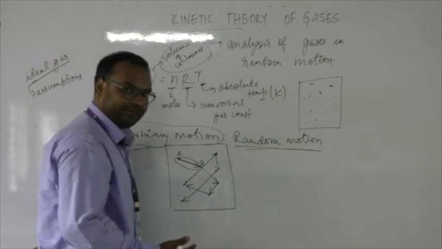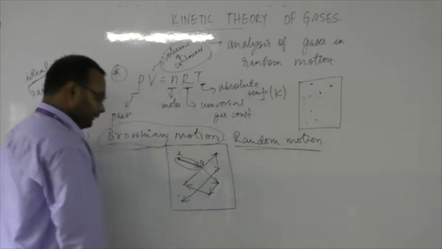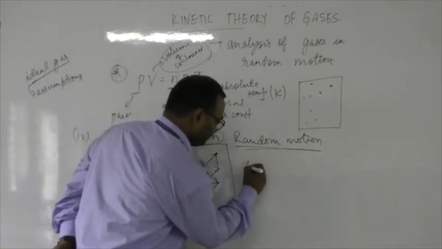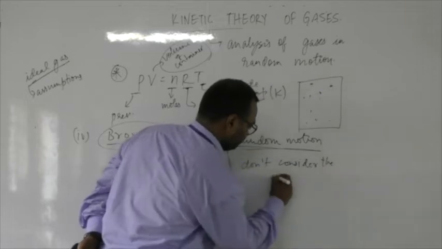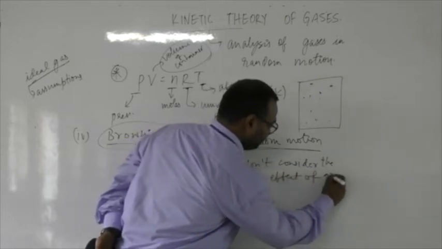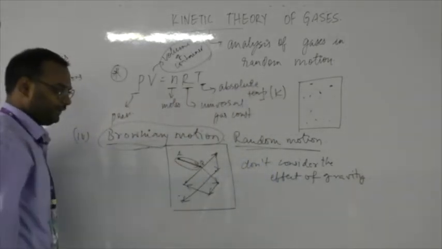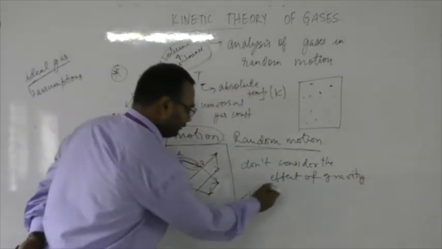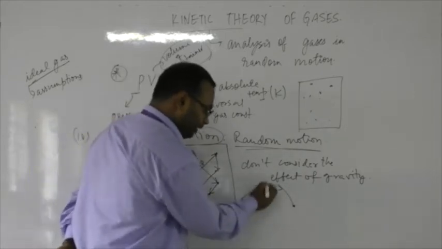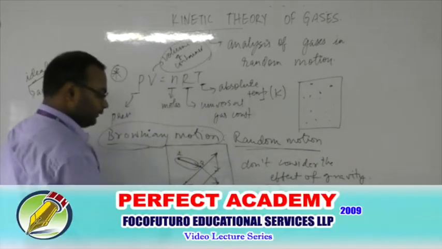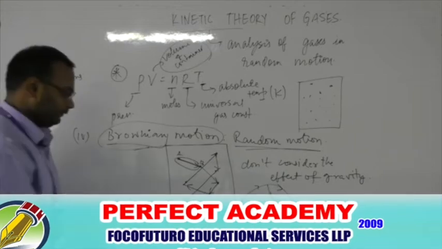Path will always be a straight line, because we don't consider here the effect of gravity. Remember that we don't consider the effect of gravity. That is why the motions are in a straight line always. It cannot go like this and collide with another particle, because this is a parabolic shape coming because of gravitation. So there is no effect of gravity. All the motions are straight line motions.